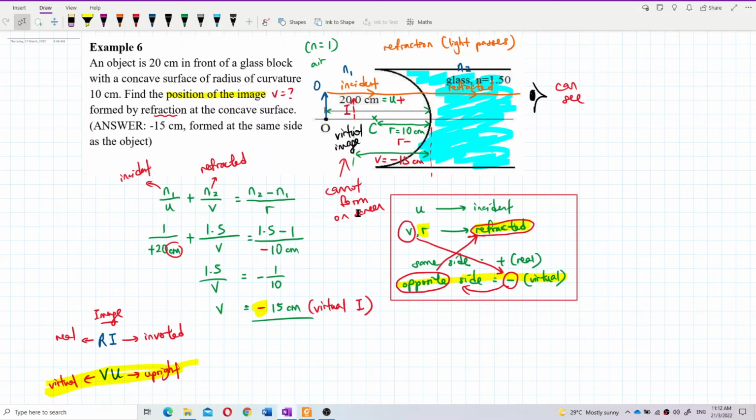I mean, this refracted ray seems to come from the image. That's virtual image, because the refracted ray seems to come from the image.